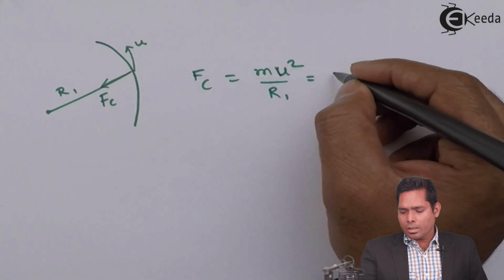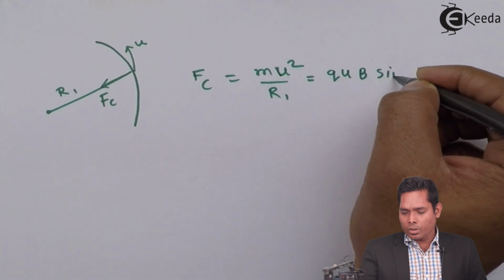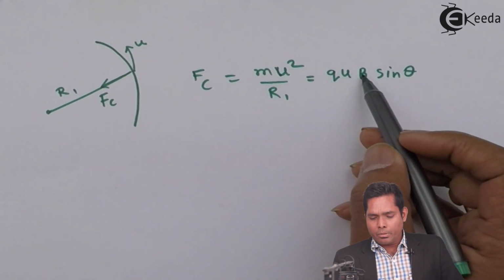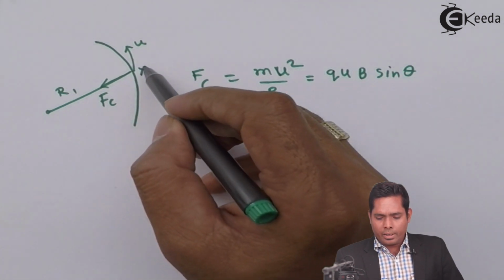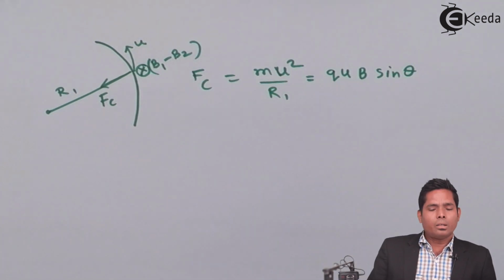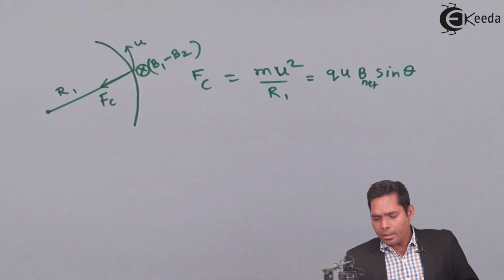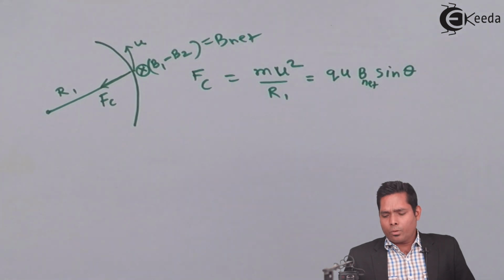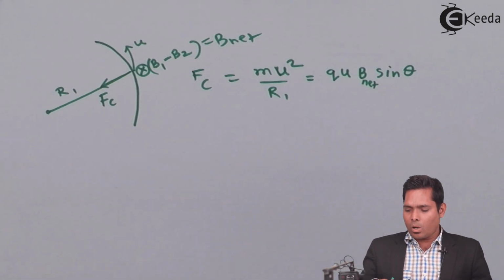The magnetic force is q u b sine of theta, where theta is the angle between the u vector and b vector. U vector is this and b vector is into, so this is the b vector, that is b1 minus b2 in fact, which is downward, and therefore this is the b net which is present there, because it is under the influence of both magnetic fields due to the first and second wire. One is down and other is up. The net is down.